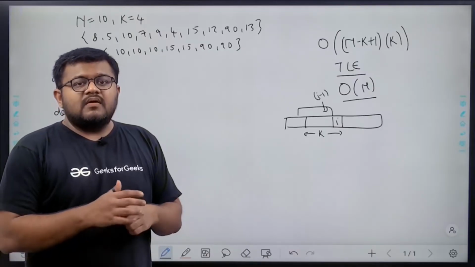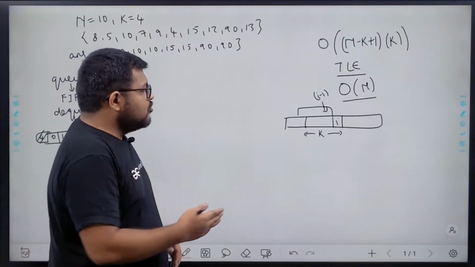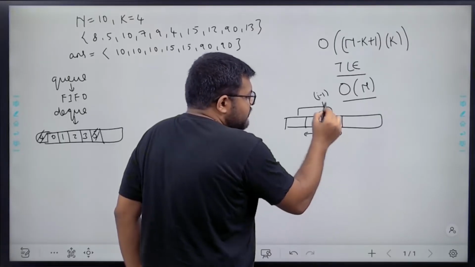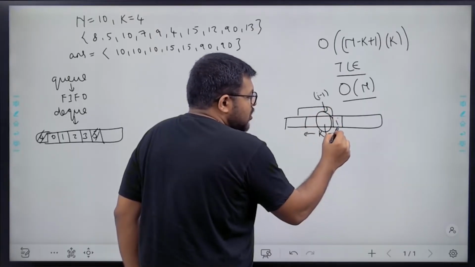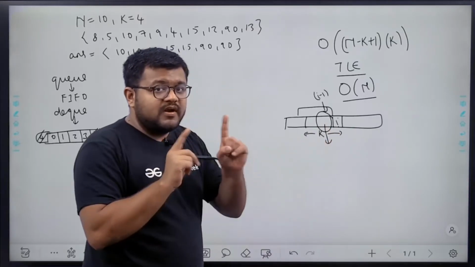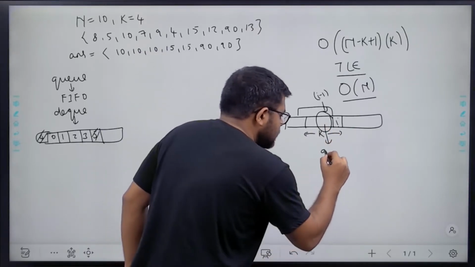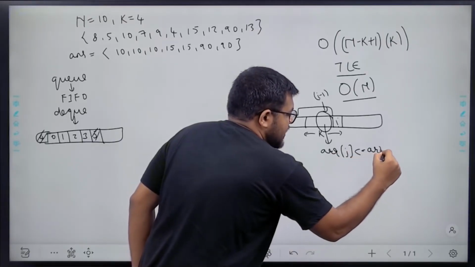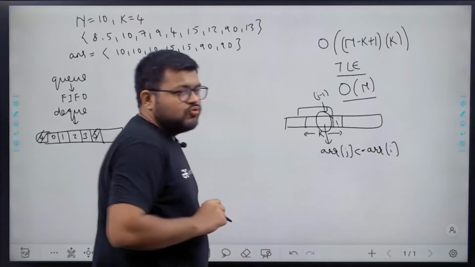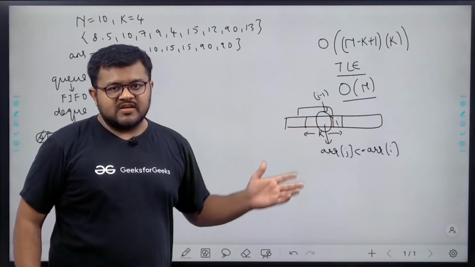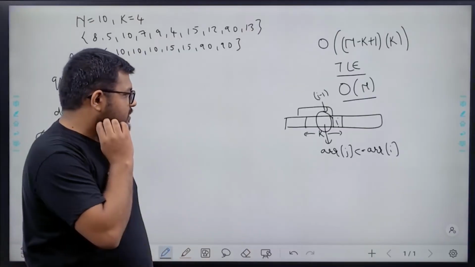Now before adding it, what I will do is remove all the elements from the back of the deque which are at index j and are less than or equal to array of i. Now, why will I do that? And I will also remove the elements which are not a part of the current subarray. Now, why will I do that?